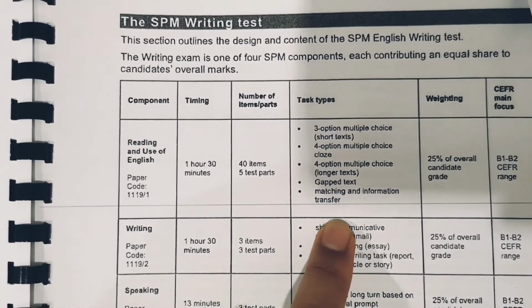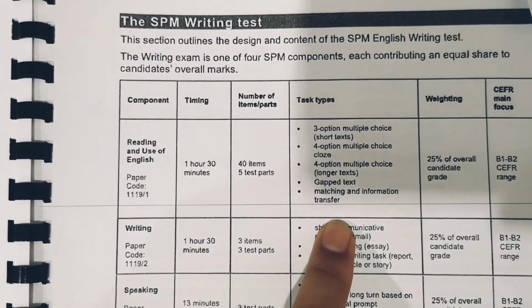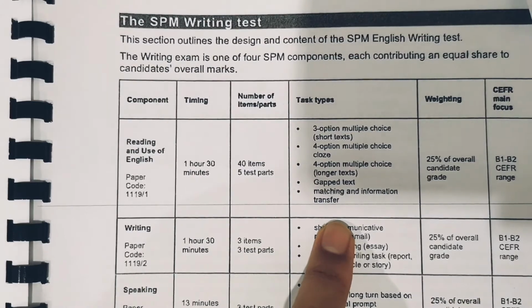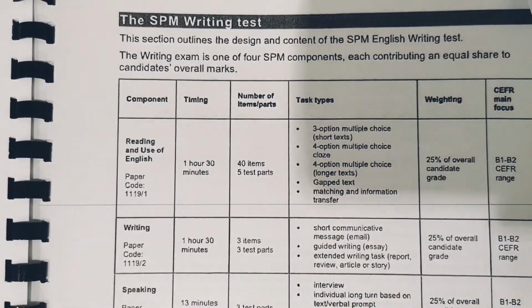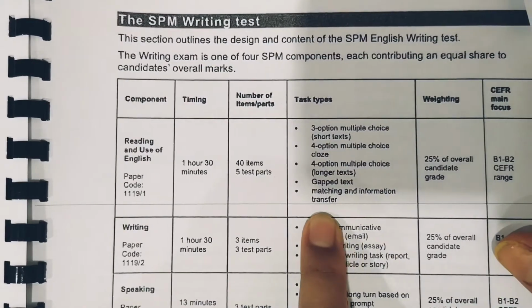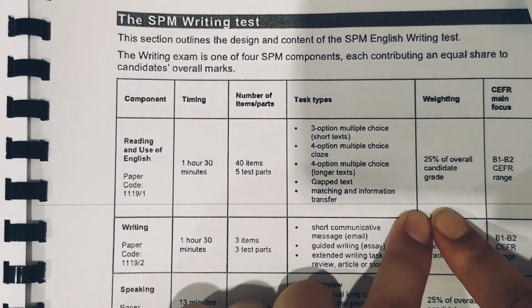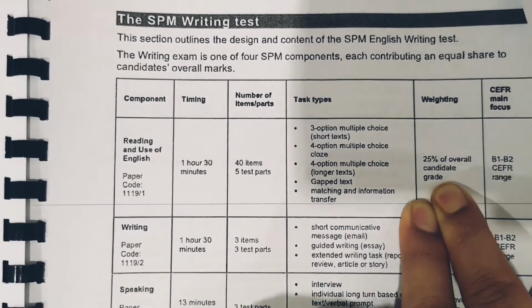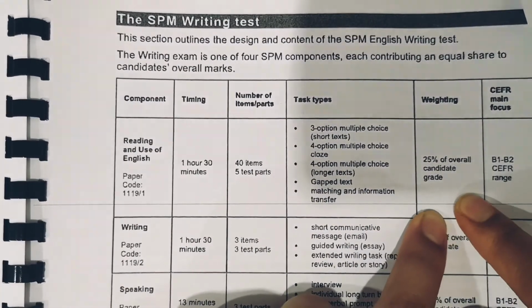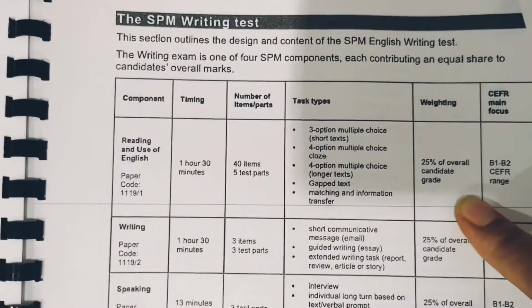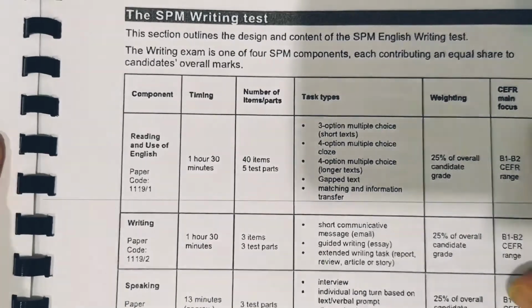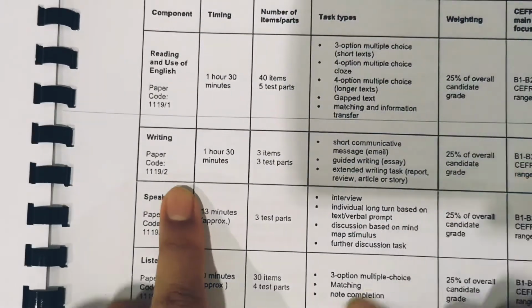Basically this one, if you still remember in your PT3 how did you do it, it's your reading paper where you have the error correction and you have the multiple choice, the graphic organizer. Okay, it's quite similar to that but with a little bit of higher level, and the weighting should be 25% for this reading paper. Okay, so whatever your mark is, it will contribute to 25% of the overall grade of yours.